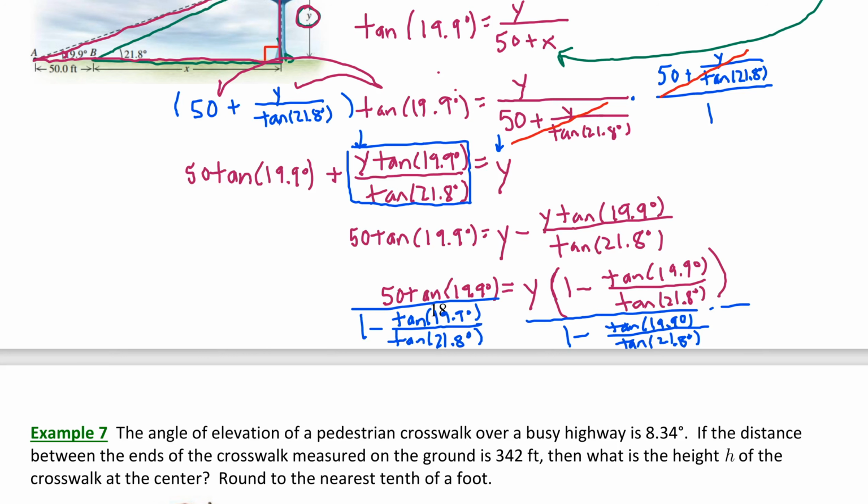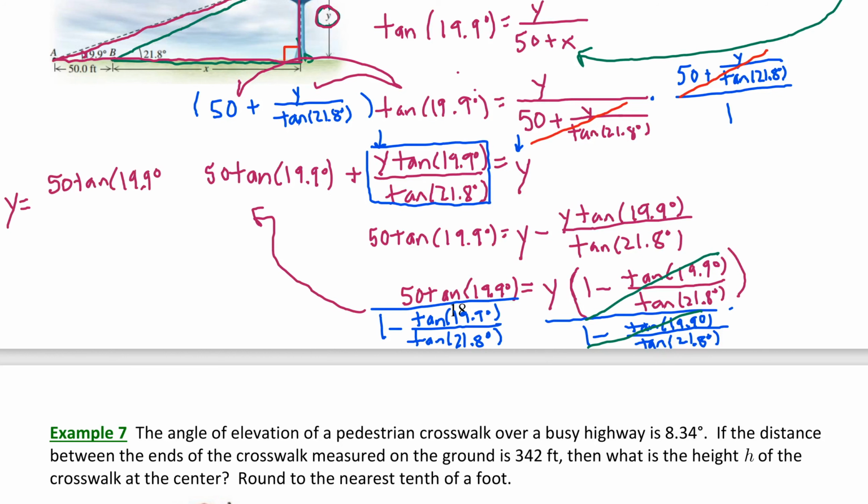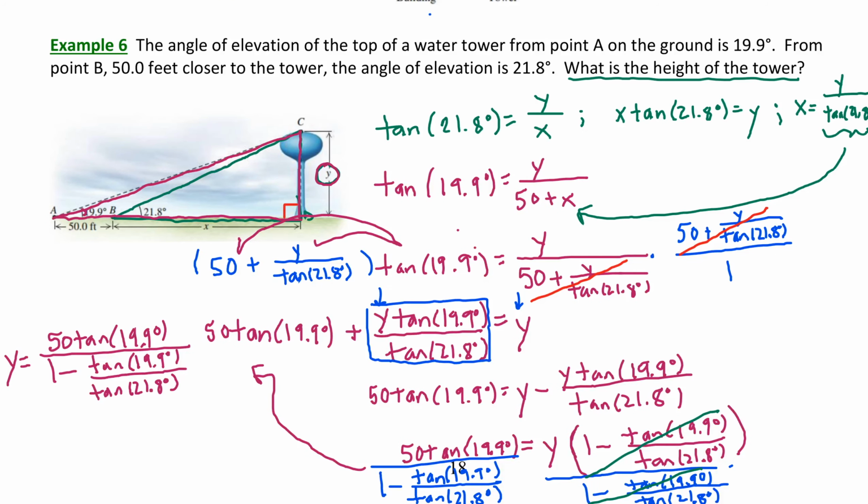Okay, y is isolated on the right. I'm going to sneak over here and use this space. So we have y equals 50 tangent of 19.9 degrees divided by 1 minus tangent of 19.9 degrees divided by tangent of 21.8 degrees. That's our exact solution. By the way, that's the height of the tower in feet, but it doesn't make a lot of sense to us, so it will be prudent to go ahead and approximate this with our calculator.